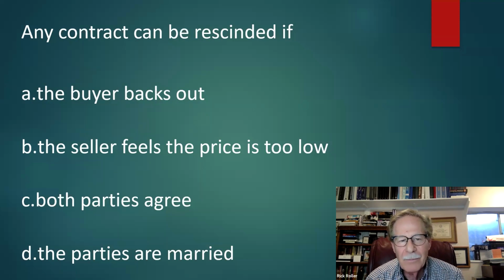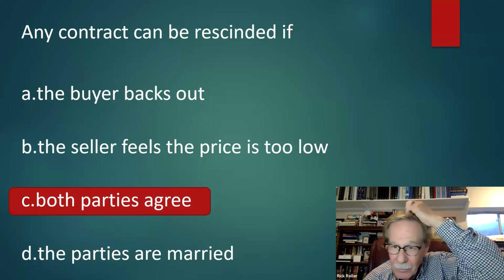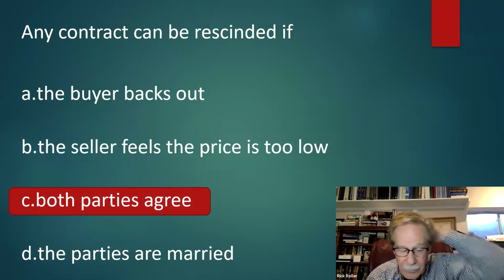What about B? The seller feels the price is too low. Well, they already obligated themselves. The buyer backs out. When you rescind a contract, it's kind of a mutual agreement. So both parties agree that they're going to rescind the contract and walk away. And there'll be some perhaps repercussions to that. Maybe or maybe not. It depends on how the contract was written, but both parties have to agree to one where you're rescinding it on both sides. Otherwise, it'd just be a unilateral cancellation during the buyer's probably due diligence period.